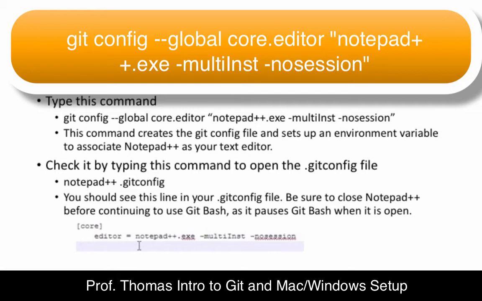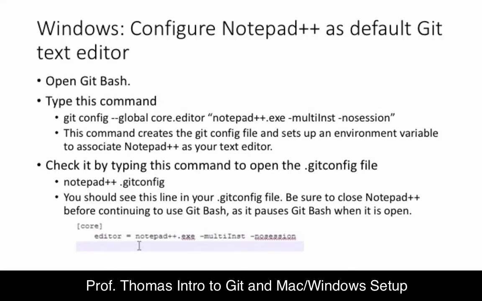And that creates a Git config file that's like a preferences file for Git, and it takes the environment variable for Notepad++ and says that is our text editor. So that when we're editing text, it's going to open Notepad++ and let us use it if we want to.